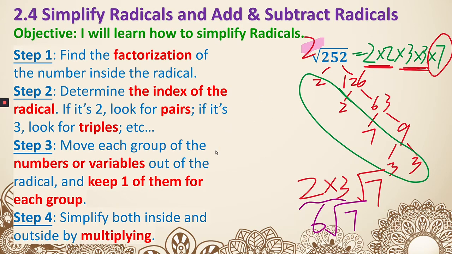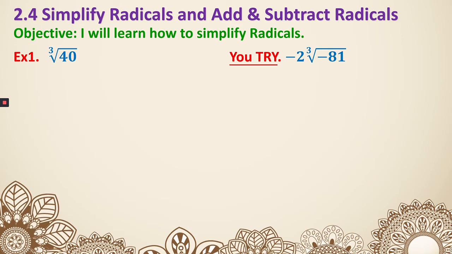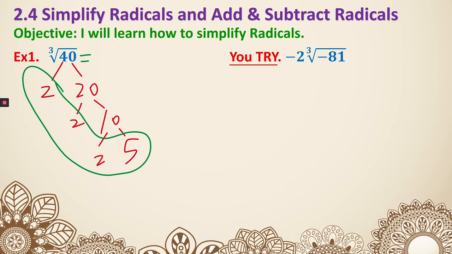Now let's look at more examples. Example 1, cube root of 40. I'm going to do the factoring, so it's an even number, 2 and 20, even again, 2 and 10, even again, 2 and 5. So now look at all these numbers that are not branching out. So it's 2 times 2 times 2 times 5.